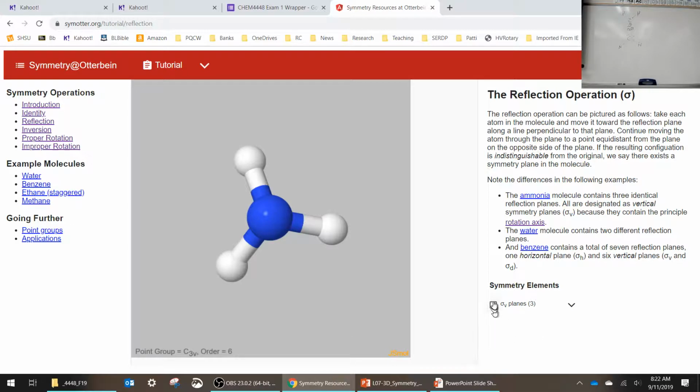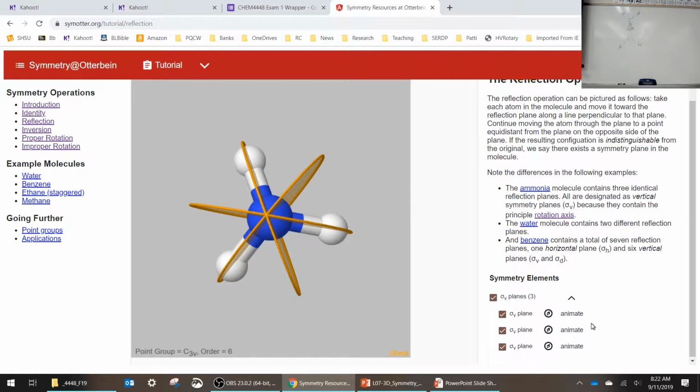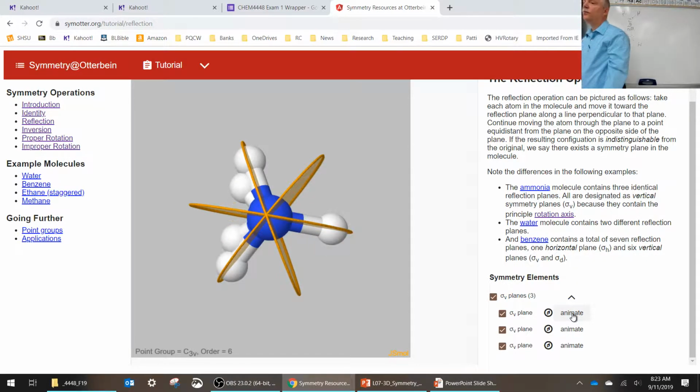So here are the sigma V planes. Oops, it's slow. So be patient. And then we can animate all three of them. So that's reflection through that plane. That's reflection through that plane. So you see there are 3 different reflection planes in this molecule.